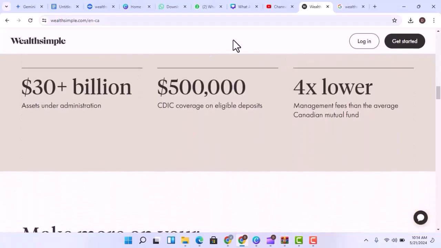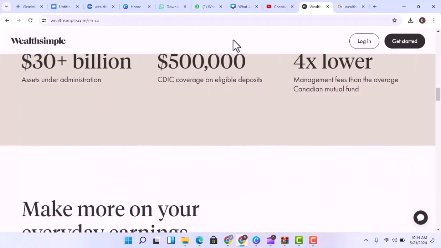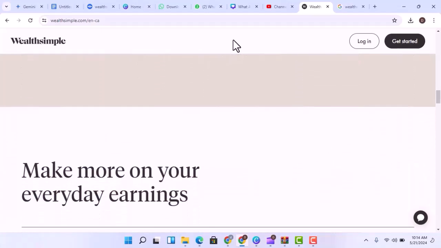Remember, investing involves inherent risks, so always do your own research and consider your financial goals before making any investment decisions.